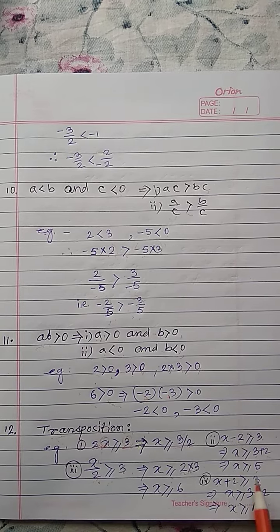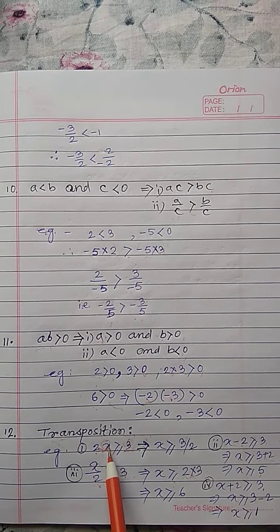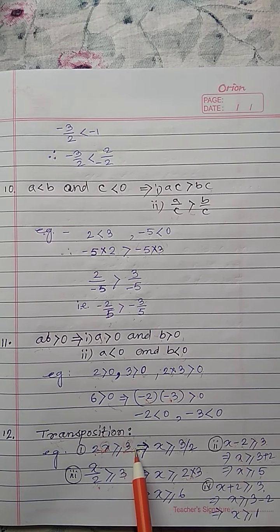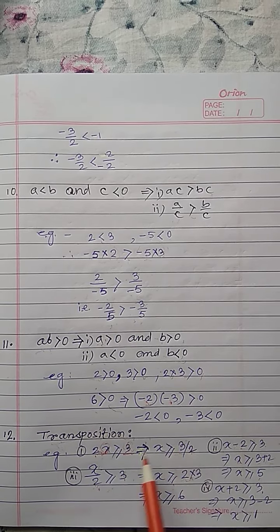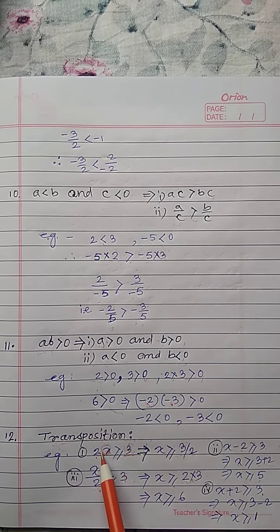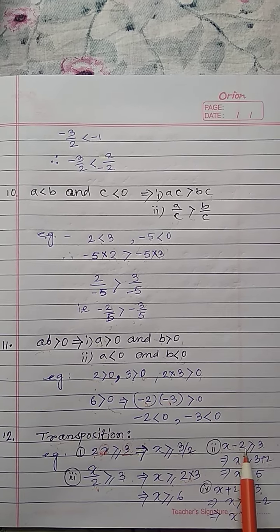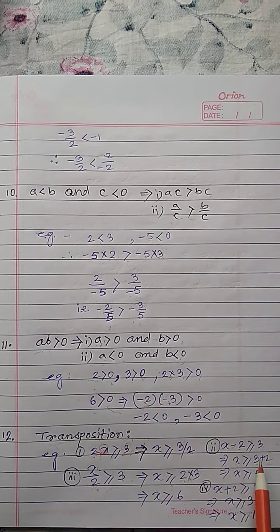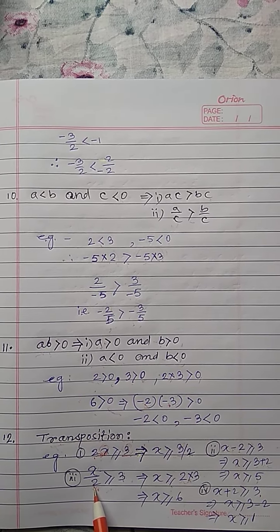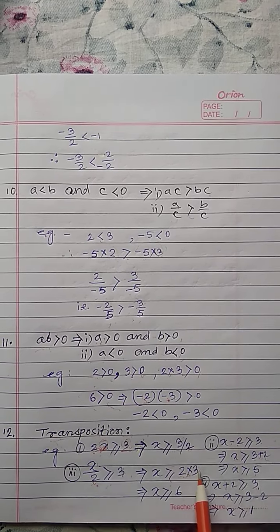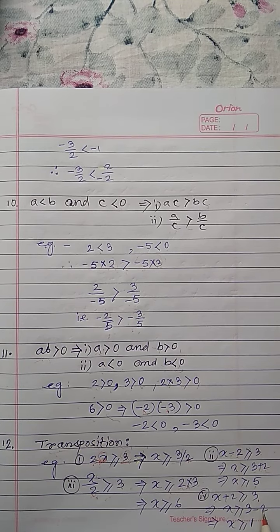Here you look, 2 is in multiplication with x. When it is on the right hand side, then 3 is divided by 2. 2 is in multiplication, and here 2 is in division. Here 2 is in subtraction, here it is in addition. Here 2 is in division, here 2 is in multiplication. Here 2 is in addition, here 2 is in subtraction.